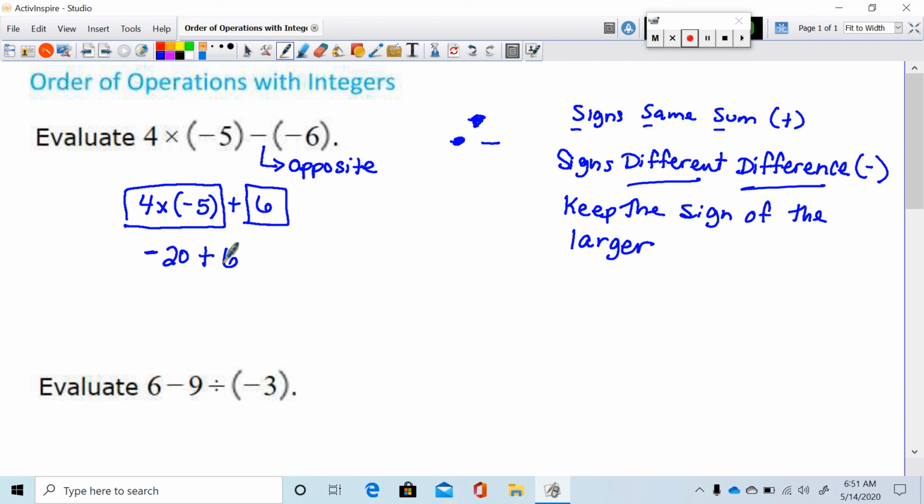And we've got an addition here. So we've got a negative and a positive. Those signs are different, so I'm going to find the difference. I'm going to subtract. So 20 take away 6. You always do the largest one minus the smallest one. Is 14. Now the 20 is larger. It's negative. So that means your answer is negative. So the final answer for this one is negative 14.